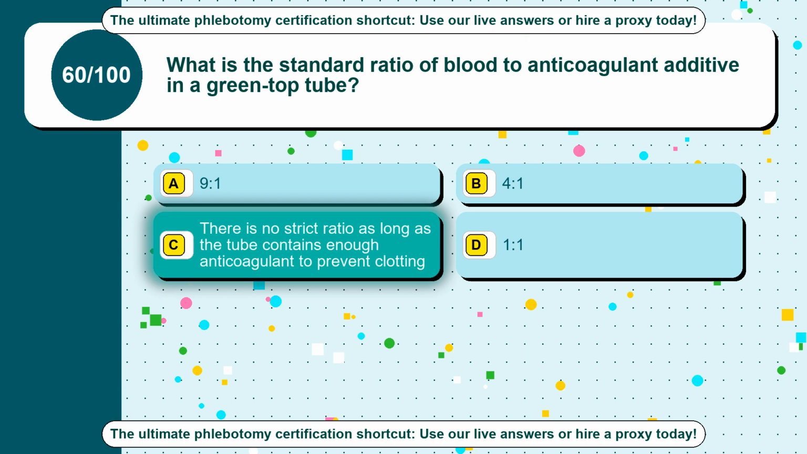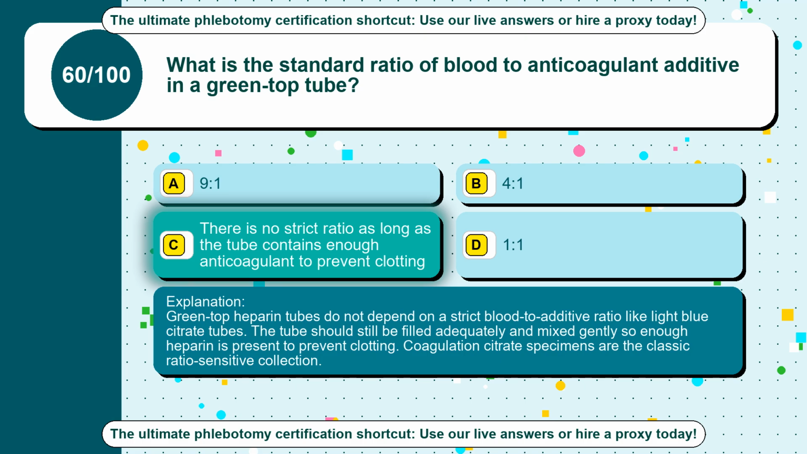There is no strict ratio as long as the tube contains enough anticoagulant to prevent clotting. Green top heparin tubes do not depend on a strict blood-to-additive ratio like light blue citrate tubes. The tube should still be filled adequately and mixed gently so enough heparin is present to prevent clotting. Coagulation citrate specimens are the classic ratio-sensitive collection.